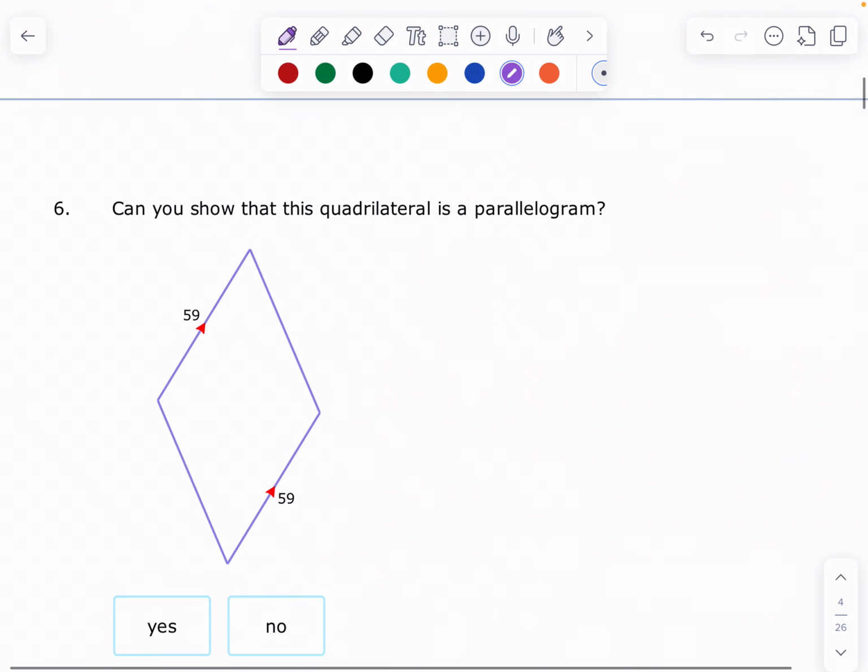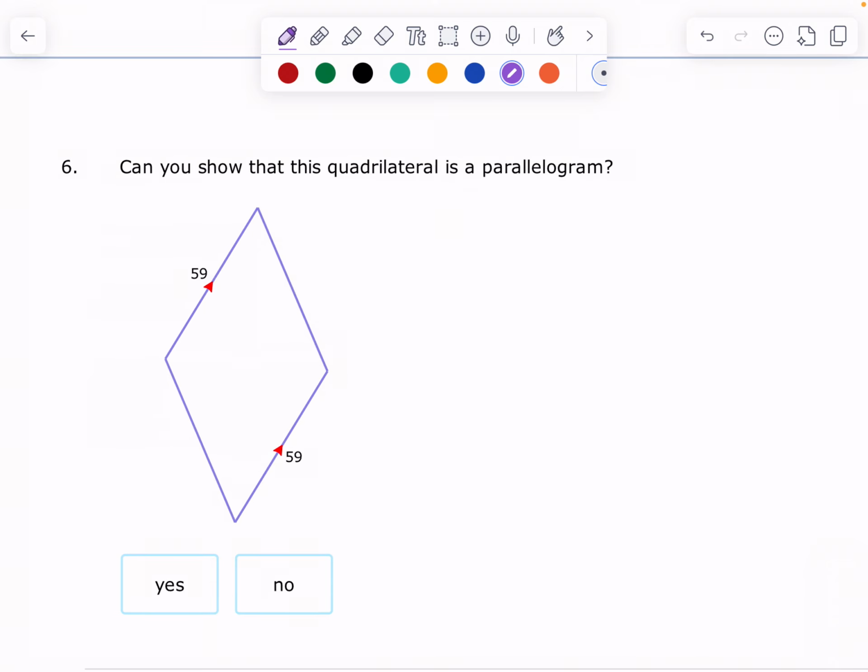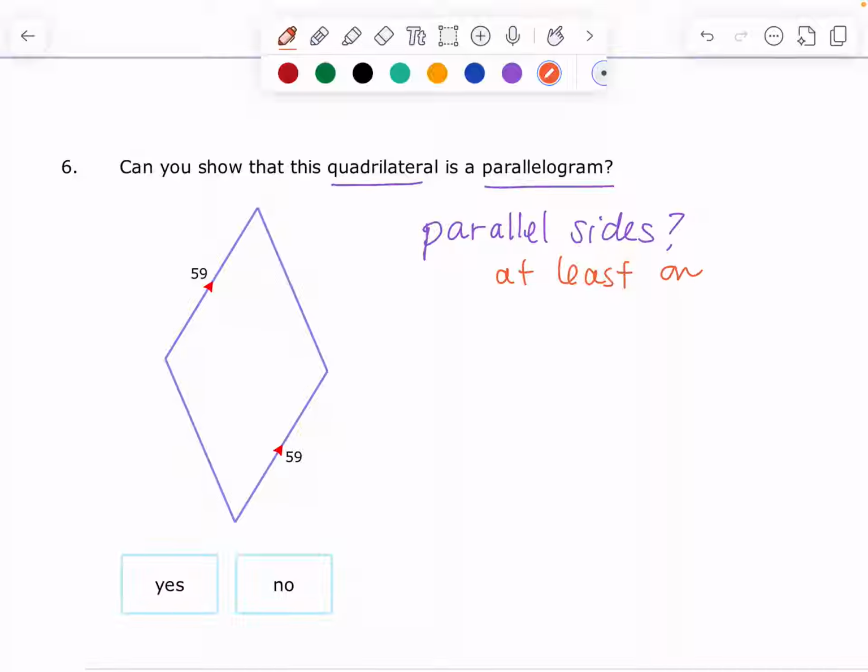Then, can you show that this quadrilateral is a parallelogram? This is how to show that a quadrilateral is a parallelogram: you need to have parallel sides. You have to have a couple things being true. Do we have parallel sides? That's got to be true. We have to have at least one pair. And these little marks right here mean we do. So check. We have at least one pair of parallel sides.